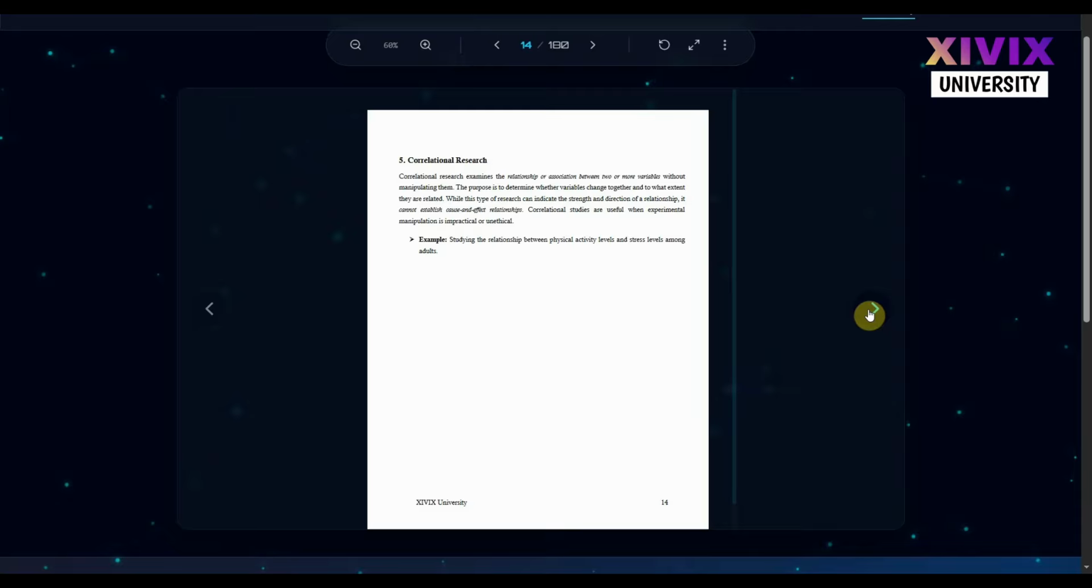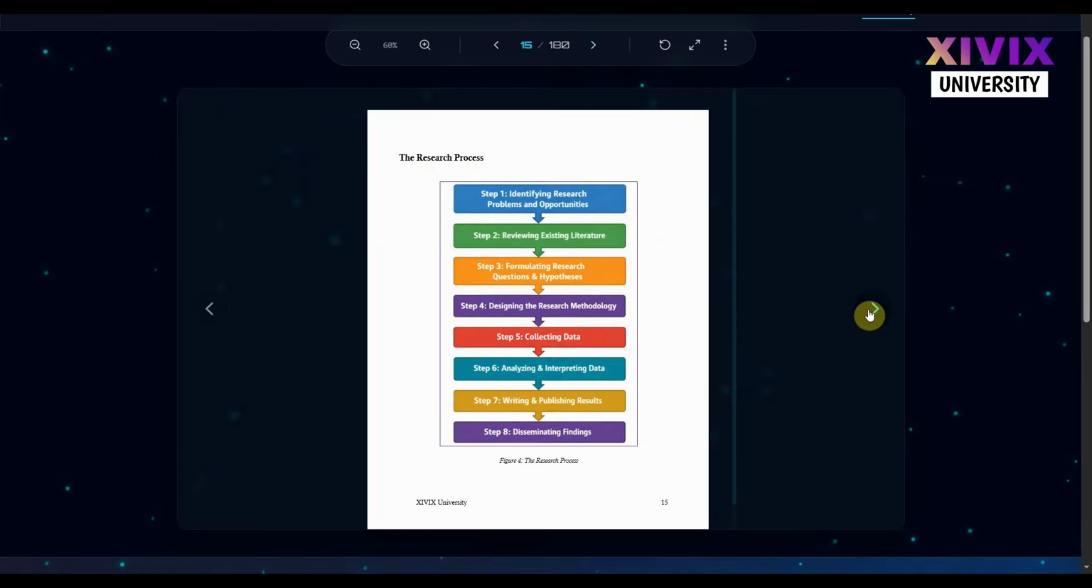Alright, now we have the process of research. There are 8 steps that we're going to talk about. Step 1 is identifying research problems and opportunities. Step 2 is reviewing existing literature. It's pretty much the existing facts, information, and data.